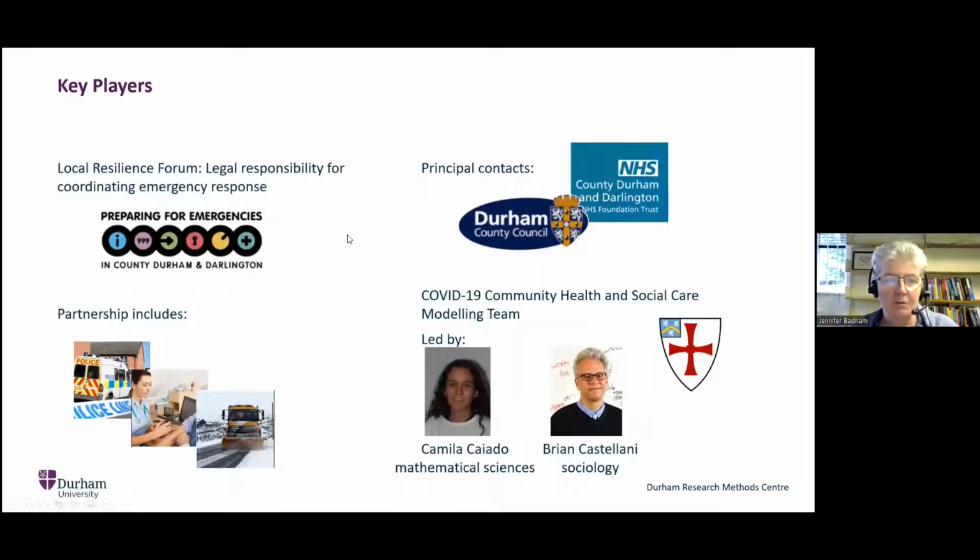So the key players, and you need to know this because I'm probably going to drop their names accidentally quite a lot. There's the Local Resilience Forum, the LRF, and they have legal responsibility for coordinating emergency responses. So that's basically a partnership between the NHS trusts in the area, the social care people, the local council, the police services, ambulance services, everybody who might be involved in thinking about COVID planning came together under this framework of the Local Resilience Forum.